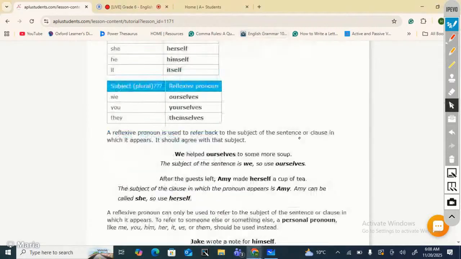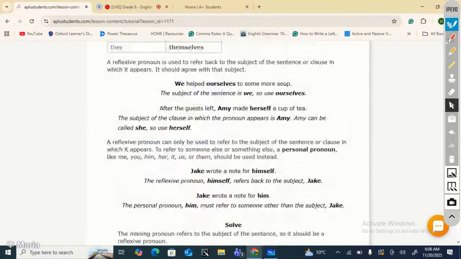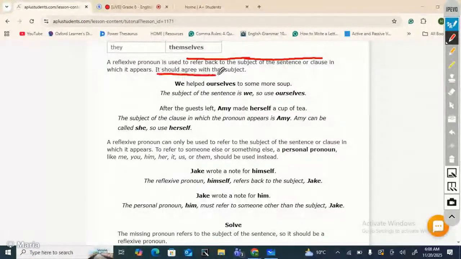Okay. So I was telling you that a reflexive pronoun is used to refer back to the subject of the sentence or clause in which it appears, and it should agree with that subject. Now, do you understand how it should agree with that subject? If the subject is singular, use a reflexive pronoun which is used for singular subjects ending in self. Okay, let's read this sentence.